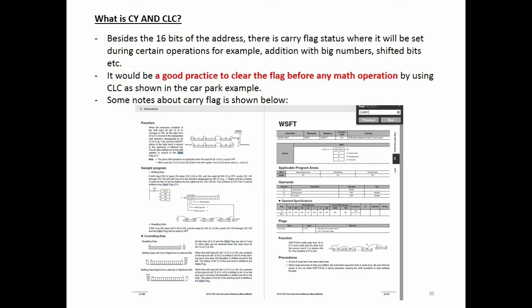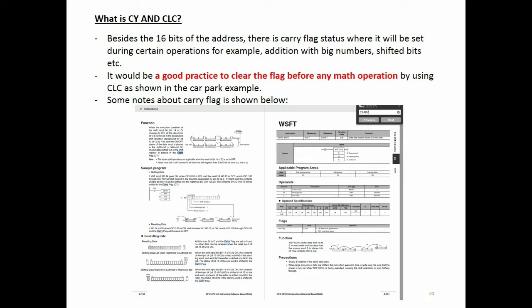Before we begin further, it would be good if we understand what CY is and what the function of CLC is. CY actually means carry. Out of the 16 bits of the address, as we know the bit address for PLC is 16 bits, this is for CP1E. Okay, we are referring to the CP1E. So we have 16 bits. Out of this, we have another bit which we call CY, or carry.